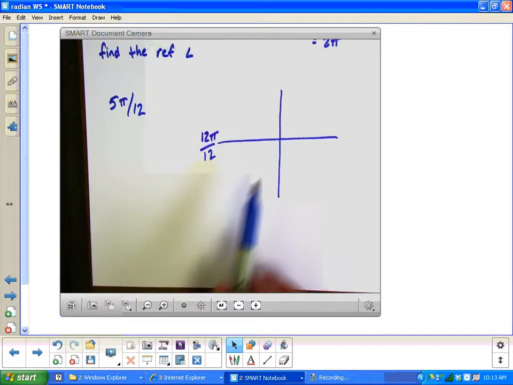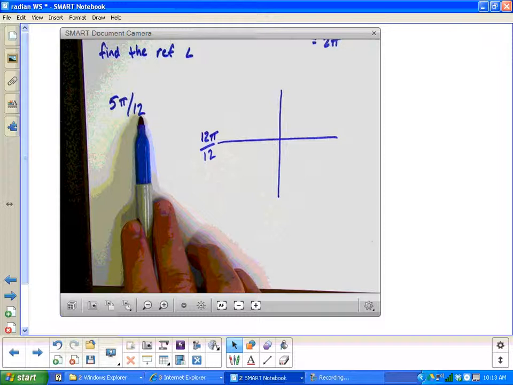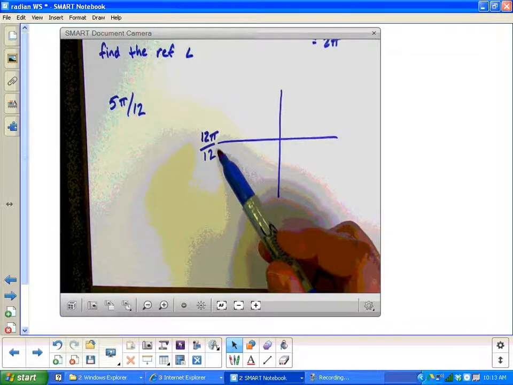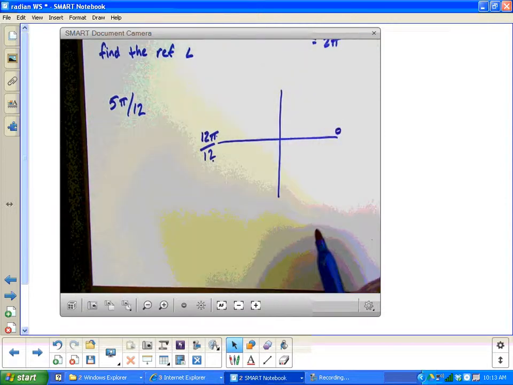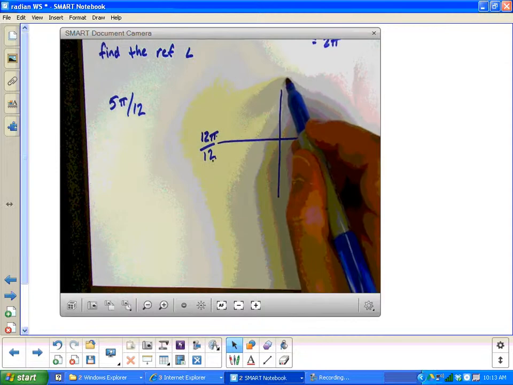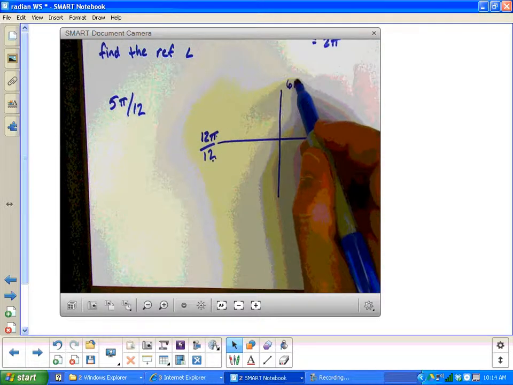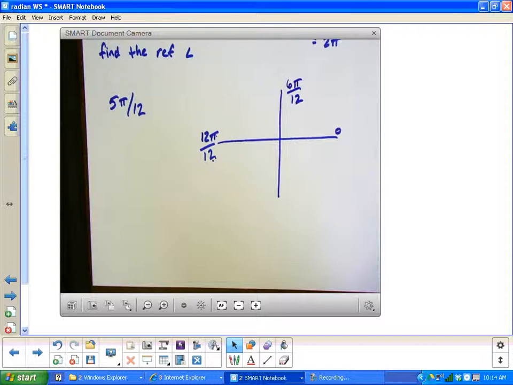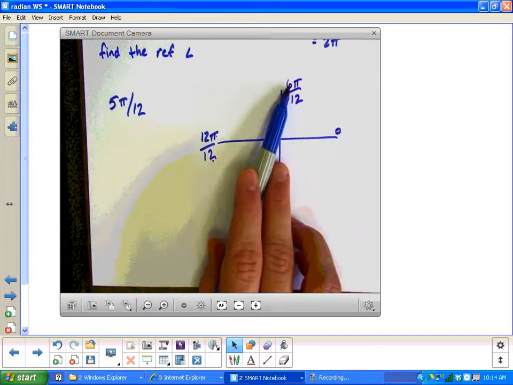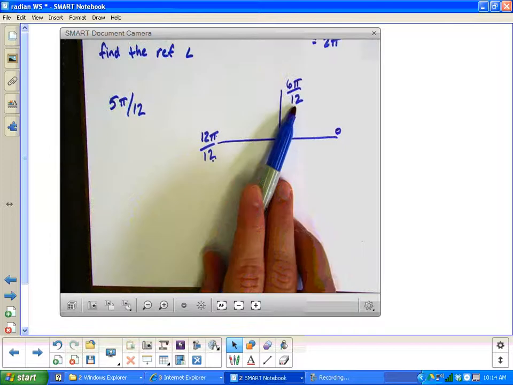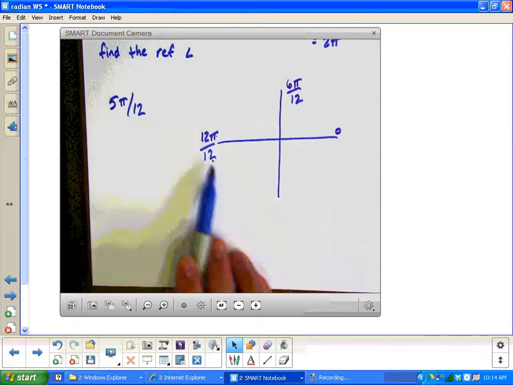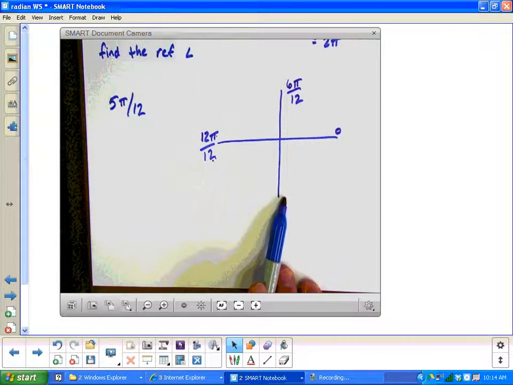Now, why am I writing it this way? Because my fraction is in terms of 12s. So if this is 12 pi over 12, and of course this is 0, what would this be right here in terms of something over 12? Yeah, 6 pi over 12, because it's halfway to here. So every 90 degrees is 6 pi over 12. So this is 6 pi over 12, 12 pi over 12, then this one would be 18 pi over 12.